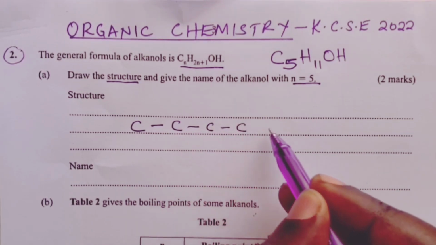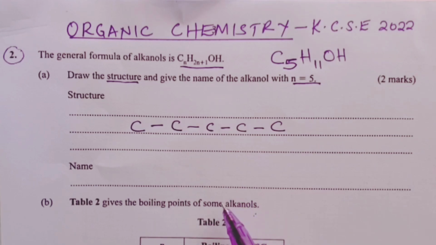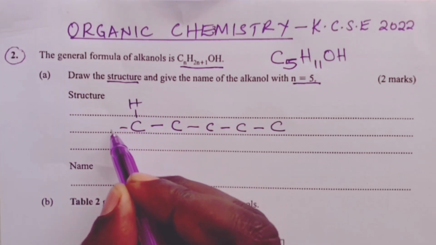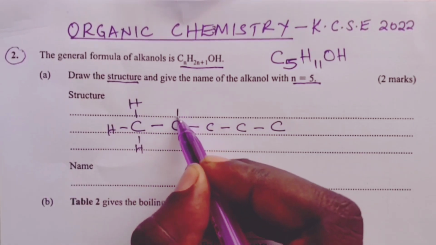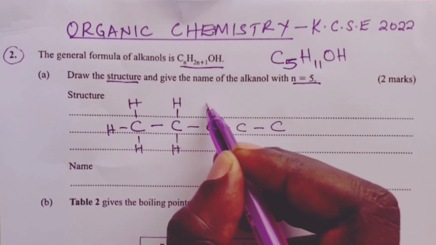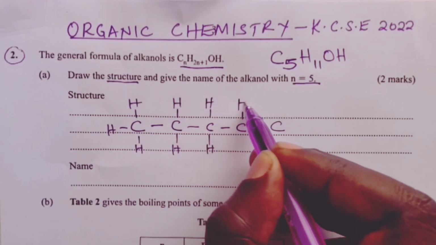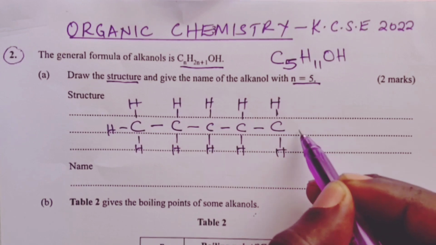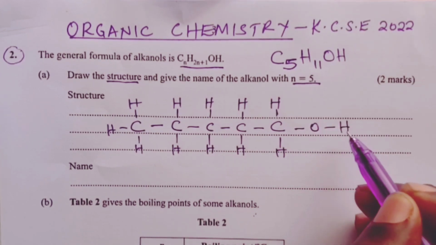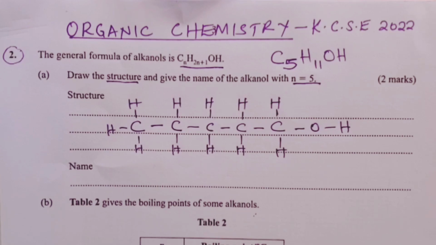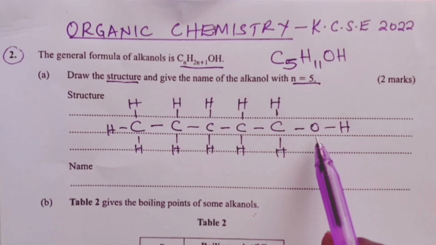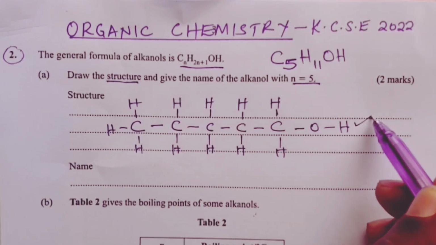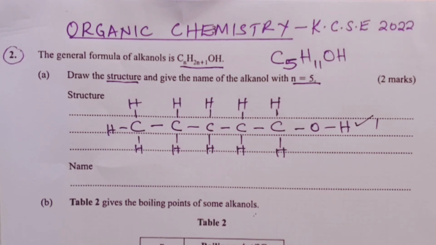as the candidate was expected to just draw 5 carbons in a straight chain, of course bonded by single covalent bonds. Then we expect the hydrogens to fall in place as indicated here. These would be 11 hydrogens in total, and then our OH group would come on the terminal carbon. Remember, if you're told to draw the structure, even O and H here should fully be open. That was worth 1 mark.